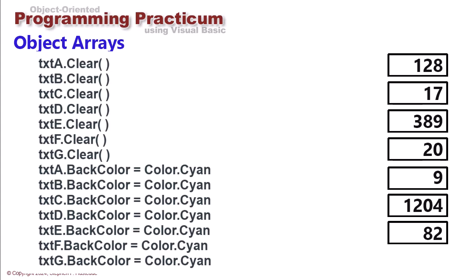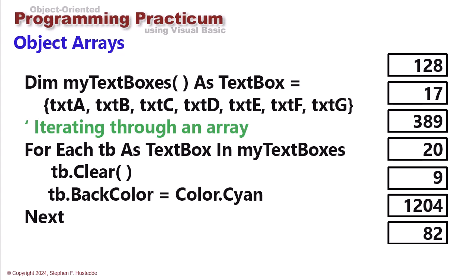txta.clear and txtb.clear and so forth, and txta.backcolor equals color.cyan. And if I have 20 or 30 text boxes, my code just got a lot longer. But I can do it much more efficiently if I create an object array.